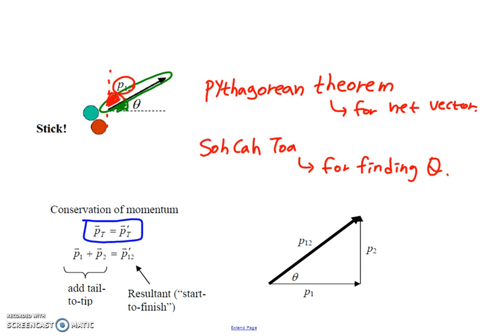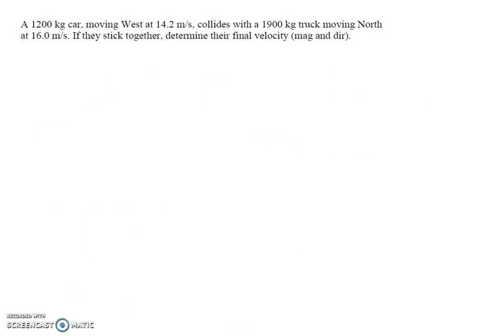So let's get this started in terms of an actual class example. I'm gonna do one classroom example and finish this video, and I'm gonna show you another one. Let's read the question. A 1,200 kilogram car moving west at 14.2 meter per second collides with a 1,900 kilogram truck moving north at 16.0 meter per second. If they stick together, determine their final velocity, both magnitude and direction.